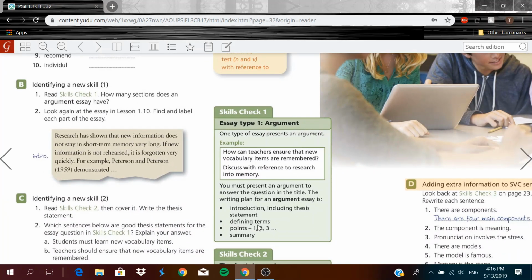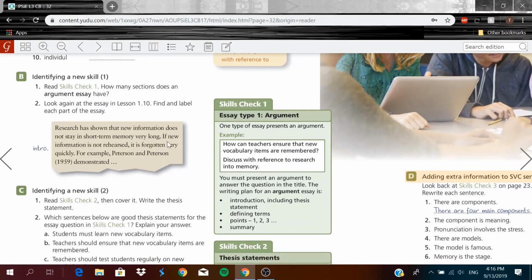Okay, so based on what we just read here in skills check, it looks like we have 4. We have 4 sections, okay? So an argument essay has 4 sections, okay? And then we have, what else do we have? Here we have, look again at the essay in lesson 1.10, find and label each part of the essay.